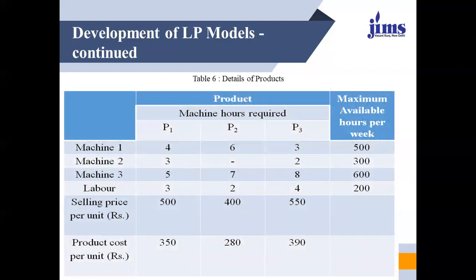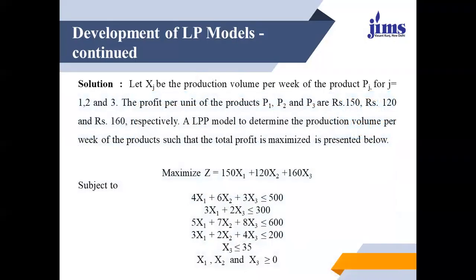Similarly, for machine 2, the maximum hours available is 300, and you do not require any man hour for product P2. So it will be 3x1 plus 2x3 less than or equal to 300.